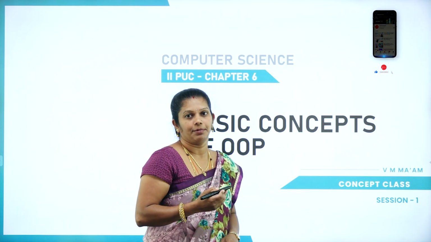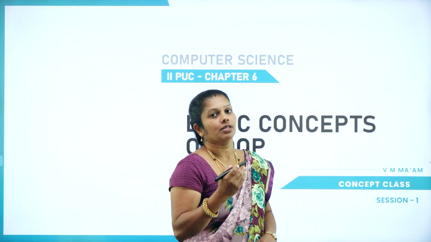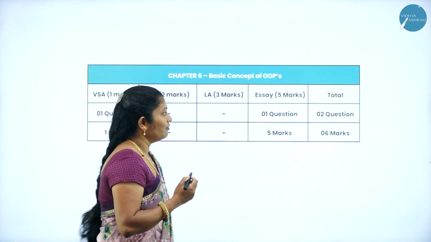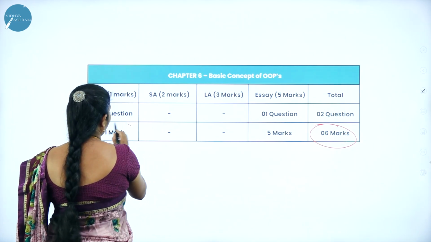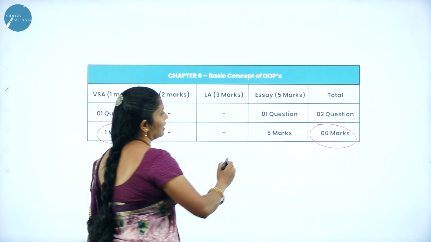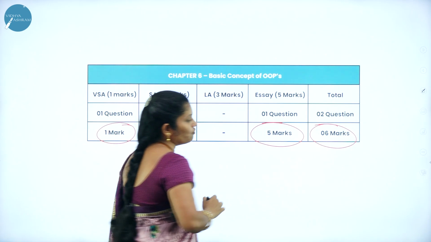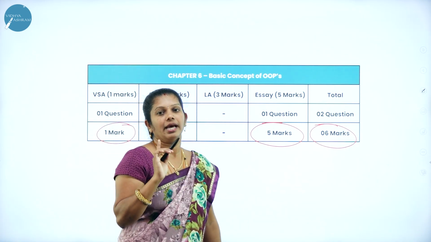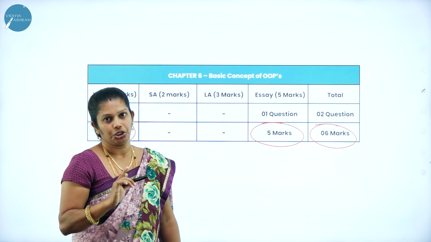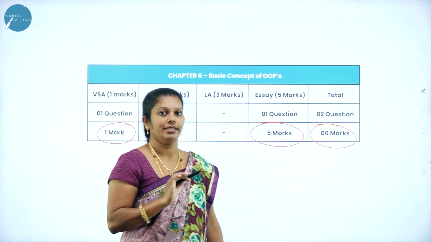This is the sixth chapter on your syllabus. The total weightage of this chapter in the annual exam is 6 marks. In part A, 1 question they will ask, as well as in part D, 1 question they will ask in the annual exam. That is 1 question for 1 mark, as well as 1 question for 5 marks. Total weightage is 6 marks in the annual exam.